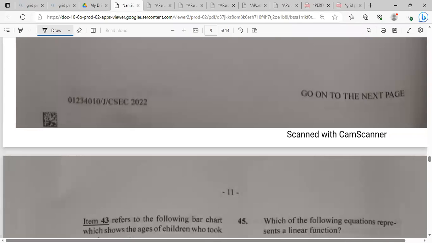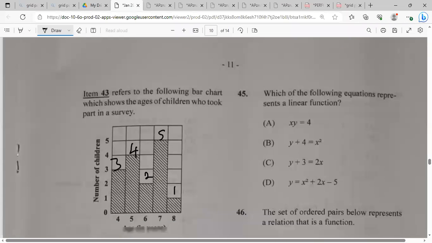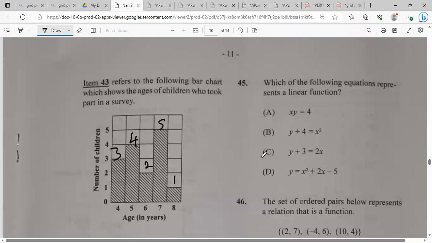45. Which of the following equations represents a linear equation? And that would be this. Every linear equation is in the form y equals mx plus c.